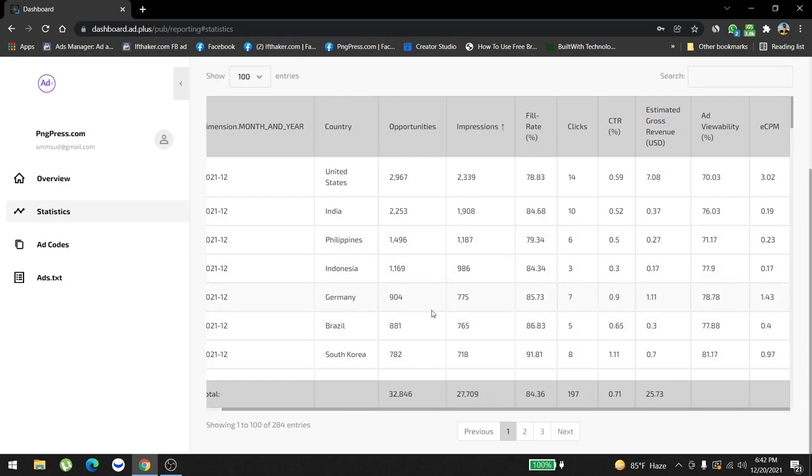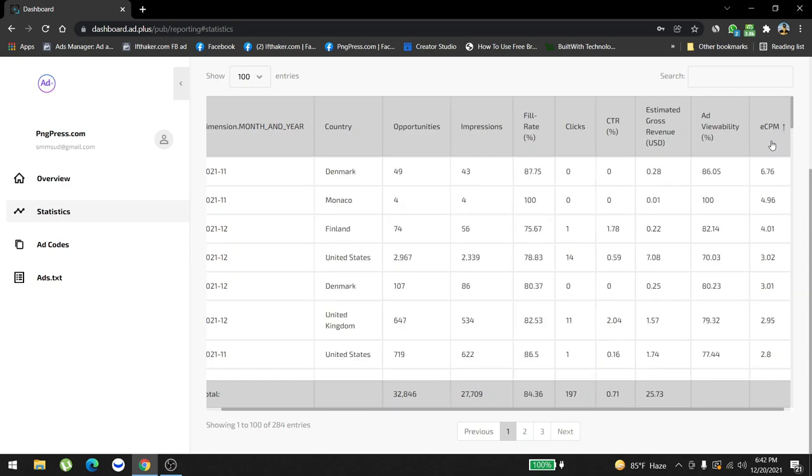Like, look at Germany here. The impressions are 775 and the estimated gross revenue is $1.11. So they actually pay really well in terms of high quality countries. So let's see what the highest CPM is. The highest CPM country is Denmark. The second one is Monaco, Finland, and then the United States. So their highest CPM is $3.02.